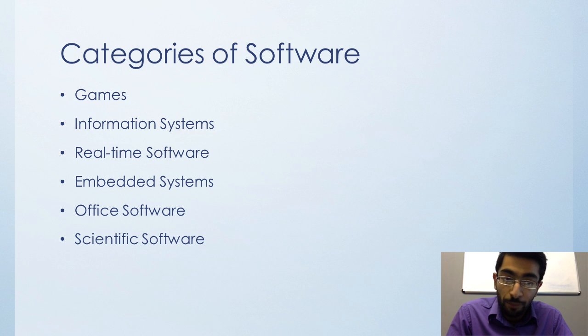Next, we can have embedded systems. Now, these can be smaller roles within the computer itself, but they are part of a larger overall system, for example, a telephone exchange. We can also have office software, so we're all accustomed to the office suites such as Word, Excel, and PowerPoint. And lastly, we can have scientific software. Now, this can be software that is used for calculations, modeling, and predictions, for example, weather forecasting.